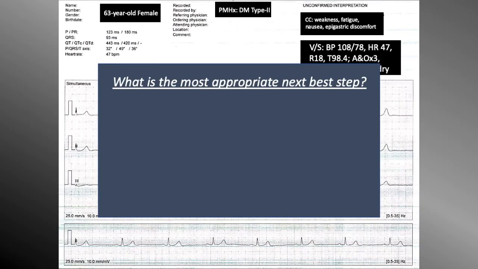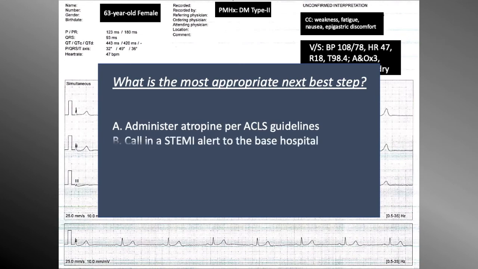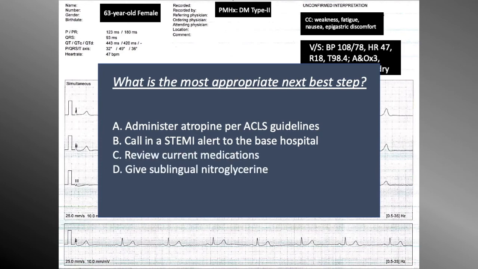From our primary survey, we were able to determine that this patient has a bradycardic supraventricular rhythm with unremarkable ST segments and T waves. Therefore, this patient has sinus bradycardia. But now that that has been determined, we need to stop and make a decision regarding our patient's care. For this patient, what is the most appropriate next best step? A. Administer atropine per ACLS guidelines. B. Call in a stimulant to the base hospital. C. Review current medications. D. Give sublingual nitroglycerin. Or E. Immediate transport with lights and sirens.